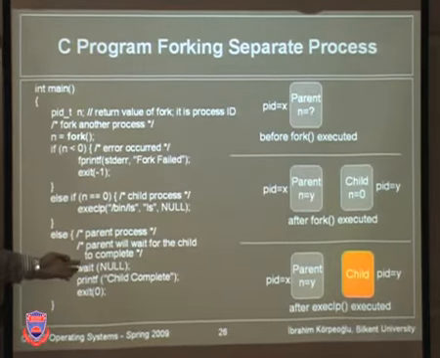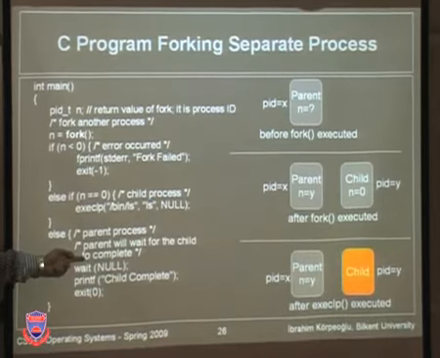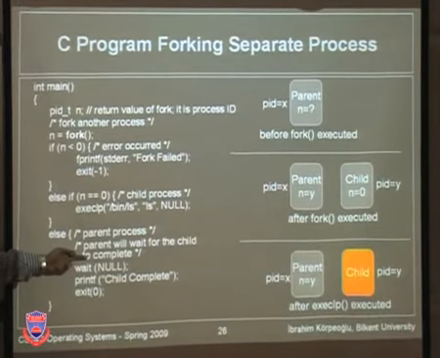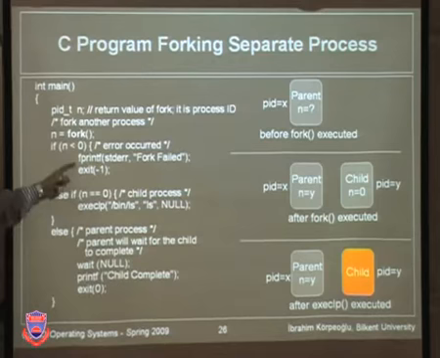Right, but here, for example, you start creating the child. If you put the fork here, you start creating the child here. The second child will start executing from that point, okay? Not from this point, okay?